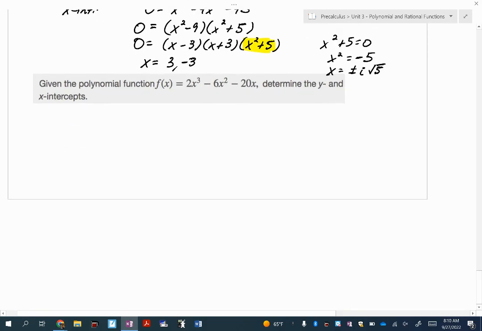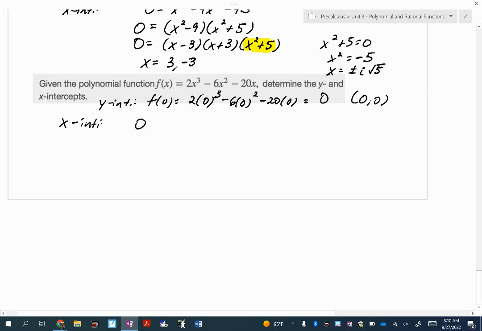Let's do one more. All right, so let's do the y-intercept again first. I think that's the simplest here. So I'm going to plug in 0. We get 2 times 0 cubed minus 6 times 0 squared minus 20 times 0. Now in this one, we don't actually have a constant. Everything has the variable x. So my y-intercept is going to be (0, 0). Now because of that, we know that one of the x-intercepts will also be (0, 0). But we're going to have some other ones.